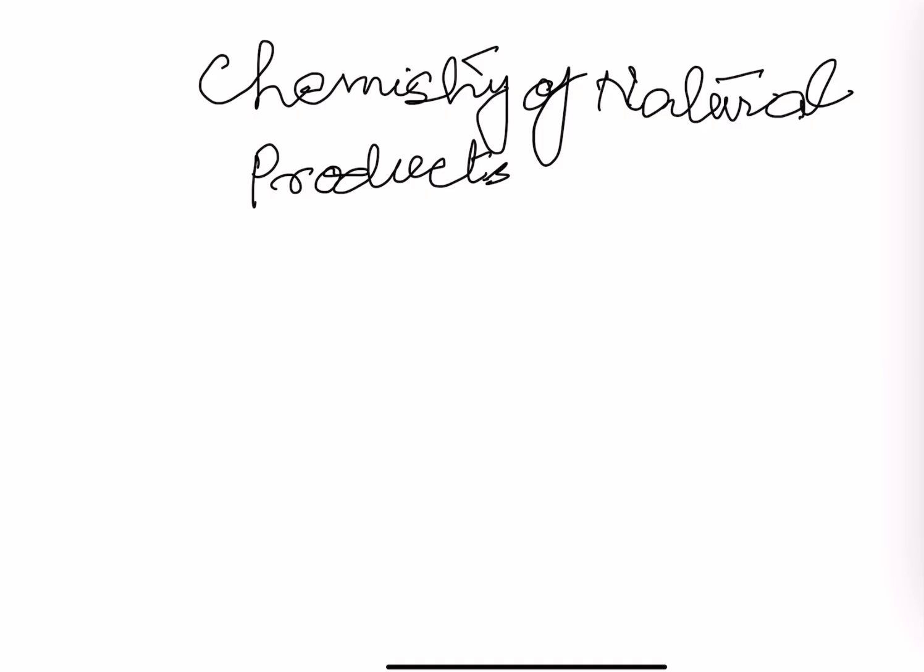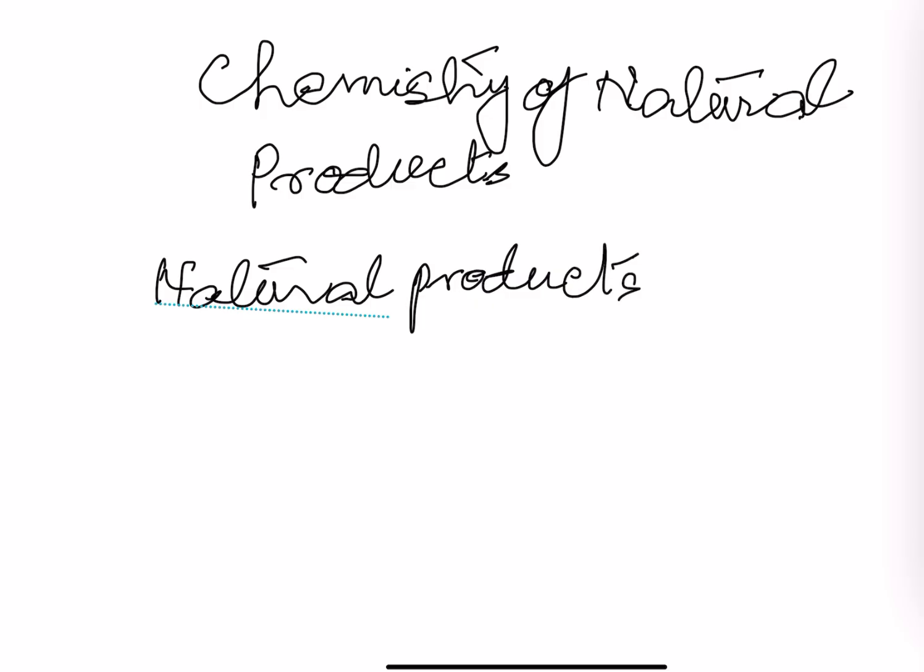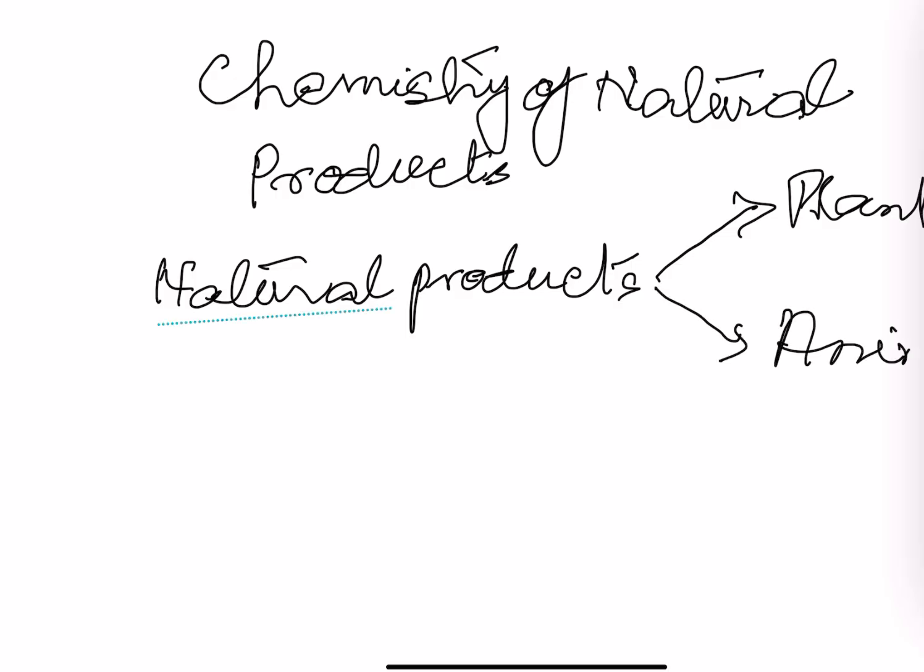Today we'll teach you the chemistry of the natural product. First you must know what the natural products are. Now regarding the natural product, it is isolated from plants as well as animals. When it is isolated from plants, then it is called a plant natural product.